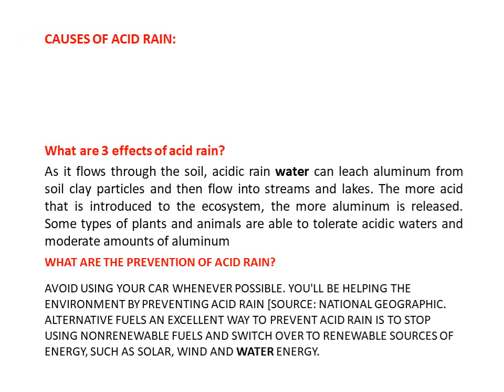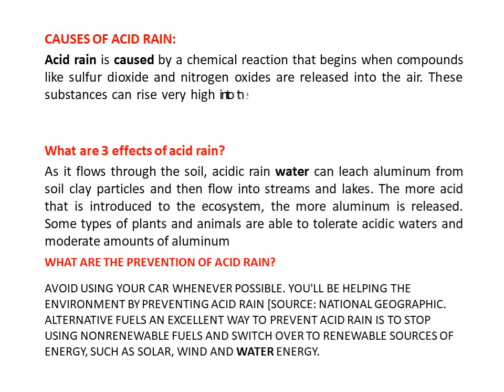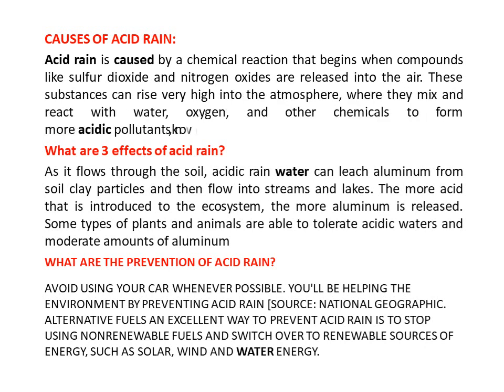Now, causes of acid rain. Acid rain is caused by a chemical reaction that begins when compounds like sulfur dioxide and nitrogen oxides are released into the air. These substances can rise very high into the atmosphere where they mix and react with water, oxygen, and other chemicals to form more acidic pollutants known as acid rain.